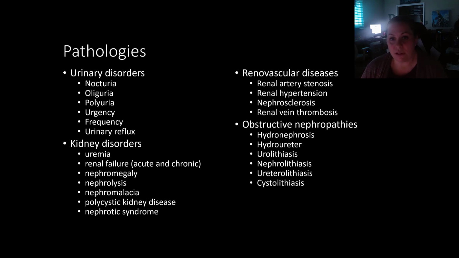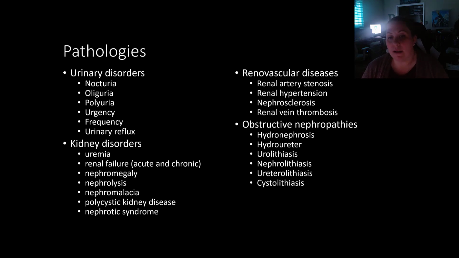We have nephrosclerosis. This is a hardening of the small arteries that are found in the kidneys that go to the actual nephrons. And then you can also have a renal vein thrombosis, where it's an actual blood clot that's found in that renal vein. And that can become an embolus if it gets knocked loose. We also have obstructive nephropathies. This is going to be where there's something blocking the flow of the urine and how the nephron works.